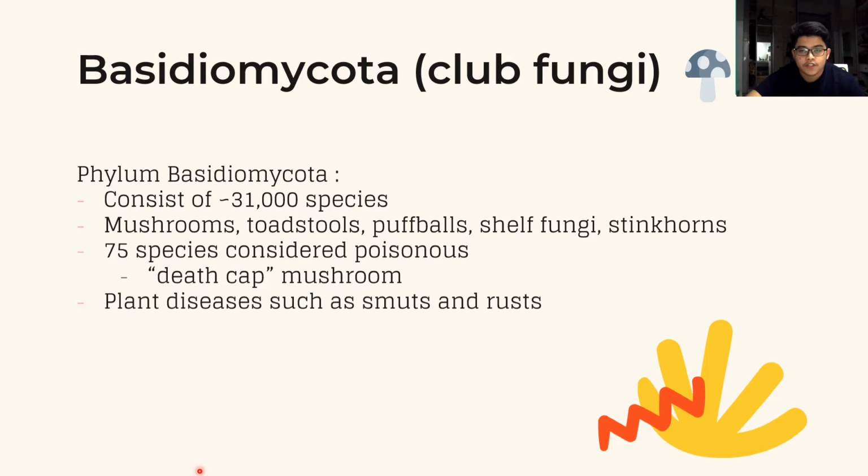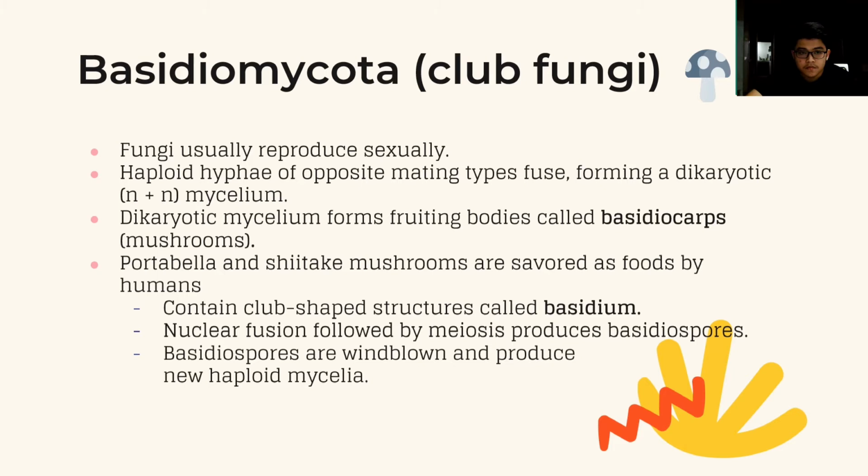A little introduction about these club fungi of phylum Basidiomycota. It consists of around 31,000 species, such as mushrooms, toadstools, puffballs, shelf fungi, stinkhorns, and 75 species that are considered poisonous. An example is the death cap mushroom. There are also plant diseases such as smuts and rust. These fungi usually reproduce sexually, but some reproduce asexually.